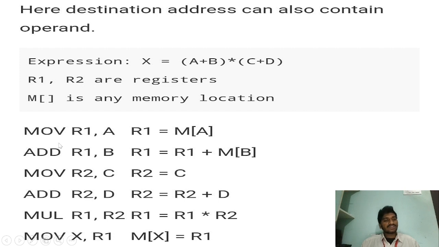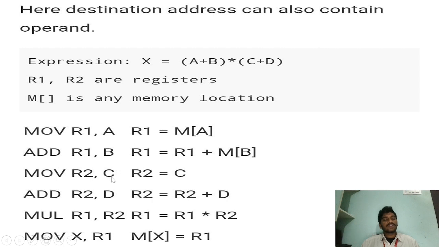The first step will be MOV R1, A. So the A value will be moved to the R1 register, so the equation is R1 equals M of A, as we have taken the A value from the memory location. Next operation could be ADD R1, B. So add the B value to R1, so the step is R1 equals R1 plus M of B, as we are fetching the B value from the memory location.